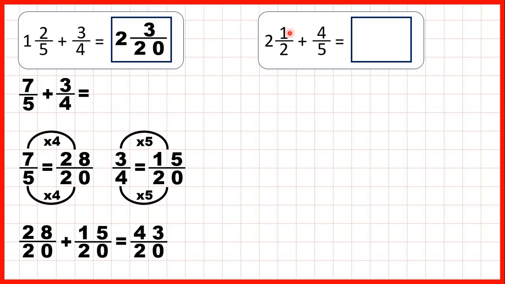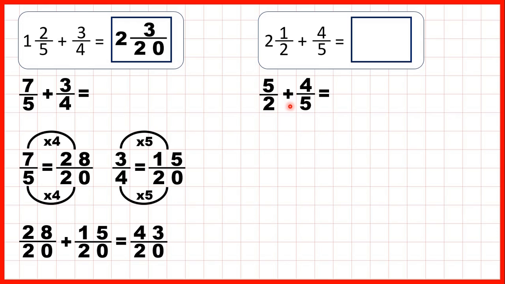Now we have 2½ plus 4/5. We can start by changing 2½ into an improper fraction. 2 times 2 is 4, plus 1 is 5, and the denominator stays the same, so that's 5/2 as an improper fraction. And we're adding 4/5, but again, to add fractions, we need the denominators to be the same.